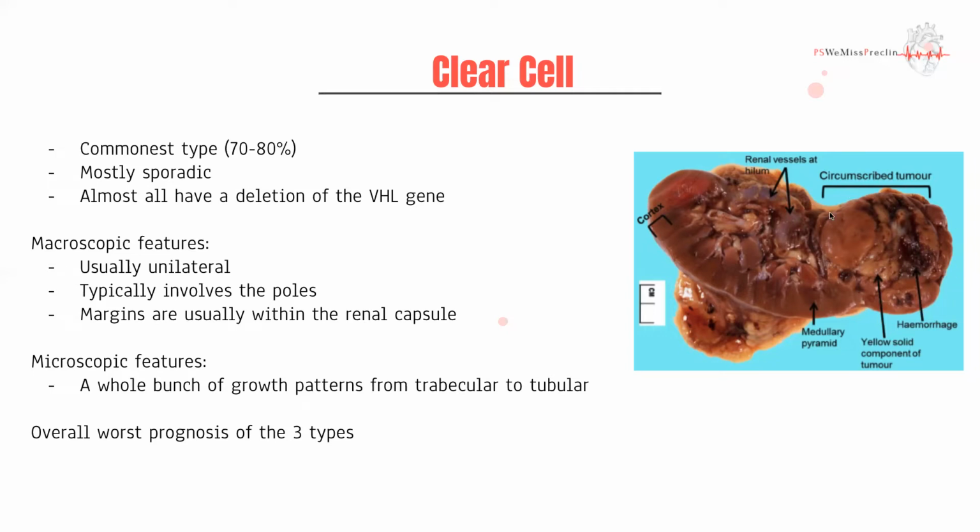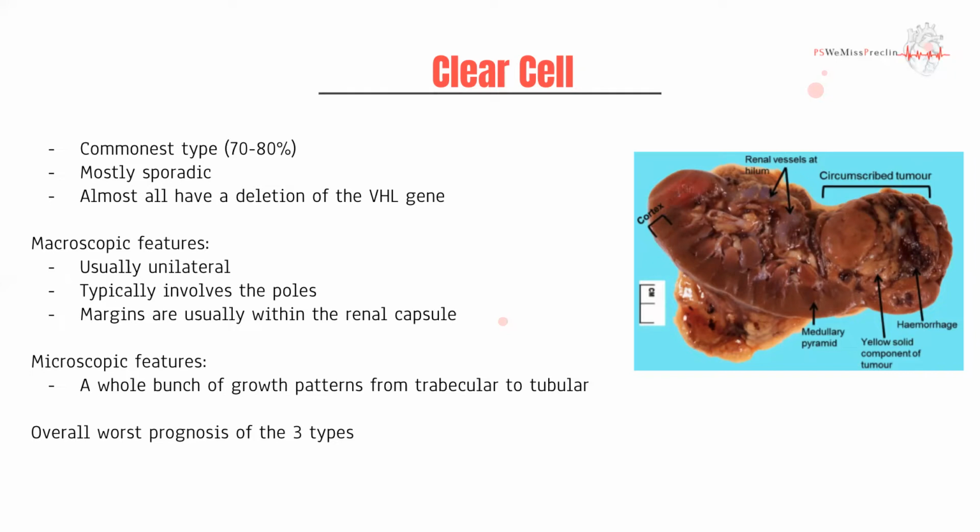And in terms of microscopic features, you see a whole bunch of growth patterns from trabecular to tubular. In the normal architecture of the kidney, you have your tubules, your glomeruli, as well as trabecular structures. This is basically a disorganized version of that. So instead of having nice organized tubules and glomeruli, you have a chaotic growth pattern of tubular and trabecular both. Of the three, it has the worst prognosis.